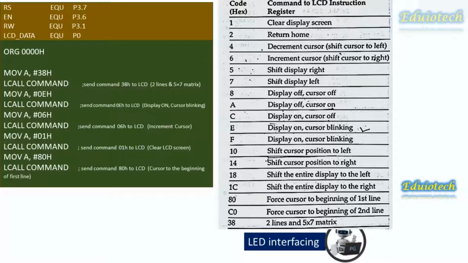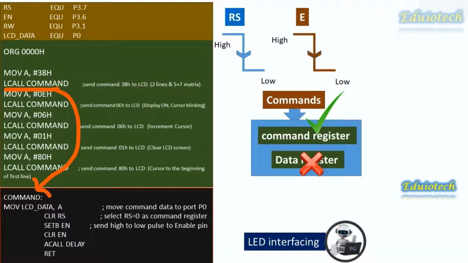Then call the command. We will write a part of code for the command subroutine, and this is the command subroutine. Now move the content of accumulator, that is value hex 38, to the LCD data, and that is port P0. To treat this content as a command, clear RS pin and select the command register. To latch that command to the LCD, give one high to low pulse of around 450 nanoseconds and call some delay. This will give minimum duration to effect that command onto the LCD.